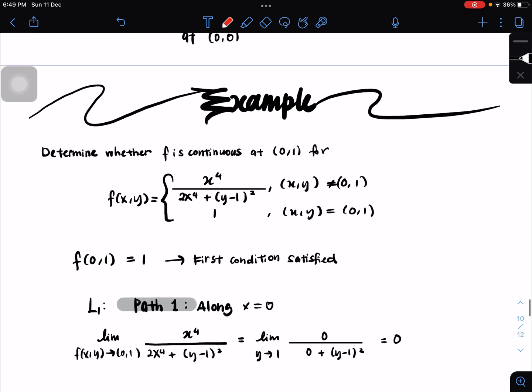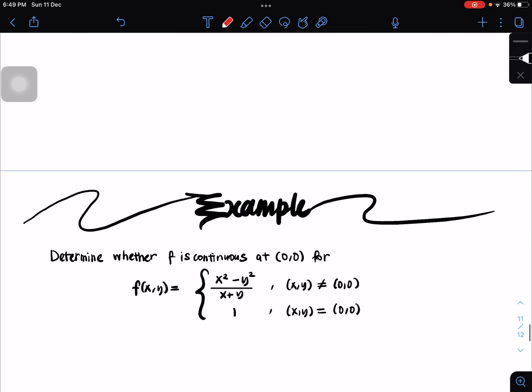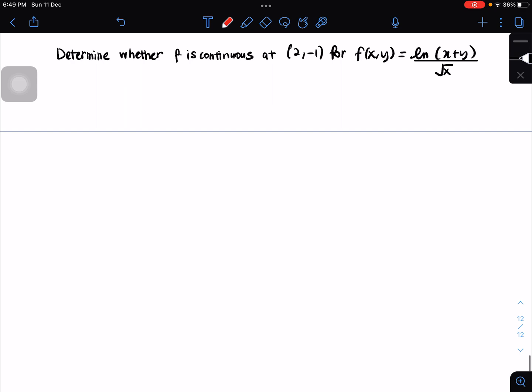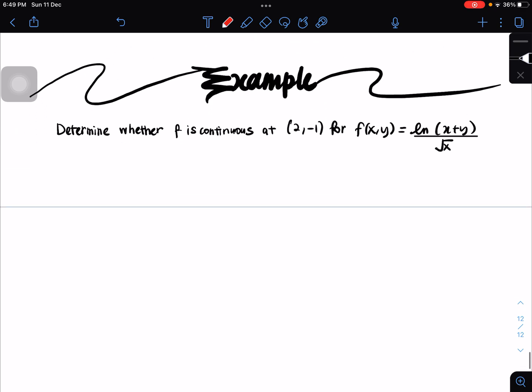Alright, tengok soalan yang ini pun not fulfill. So I nak tunjuk satu yang fulfill. Okay, there is one equation yang fulfill. For example, this example: determine whether f is continuous at (2, -1) for the function f(x,y) equal to ln(x + y) over sqrt(x).